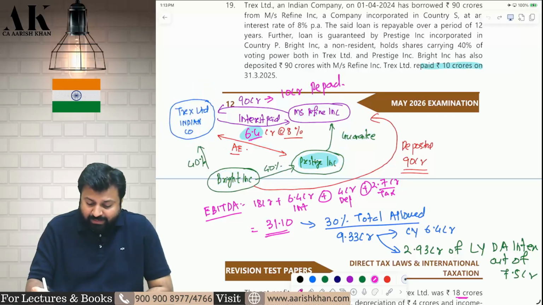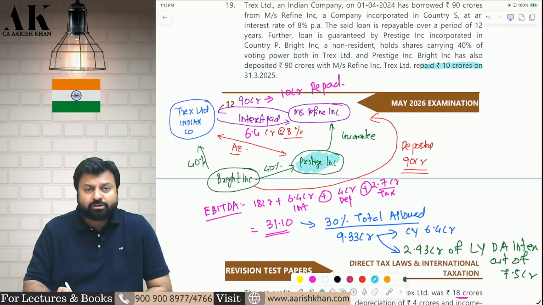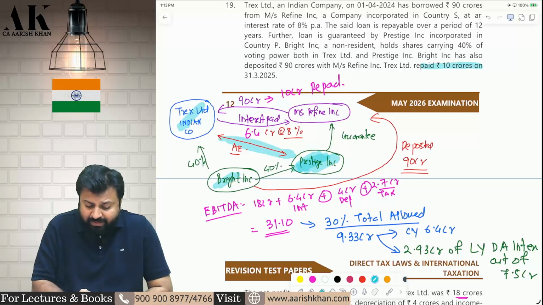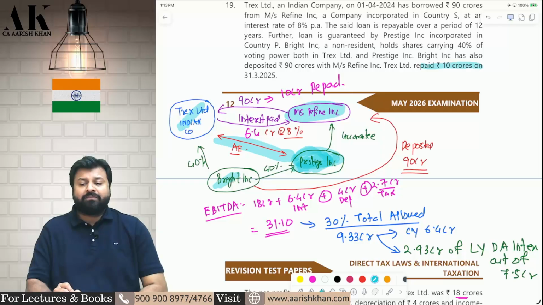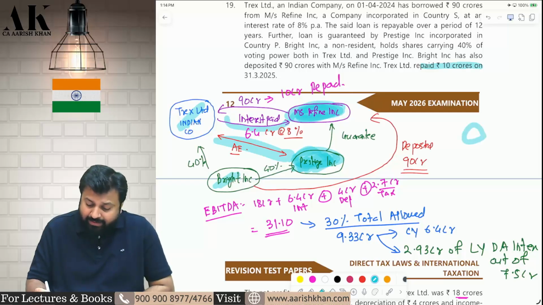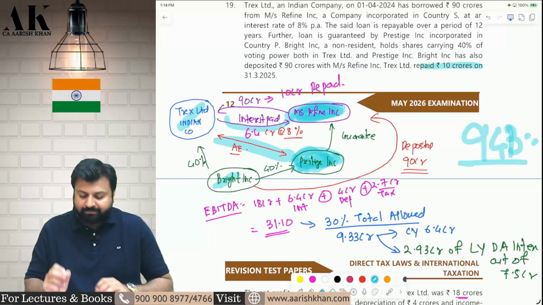So again, I am saying, Prestige is eventually our associate enterprise. Why? Because Bright holds 40% in us, 40% in Prestige. Therefore, we and Prestige are associated. An associate entity gives guarantee to Mrs. Refine Inc. Therefore, the interest paid to Refine Inc. will be coming under limitation of interest under 94B.